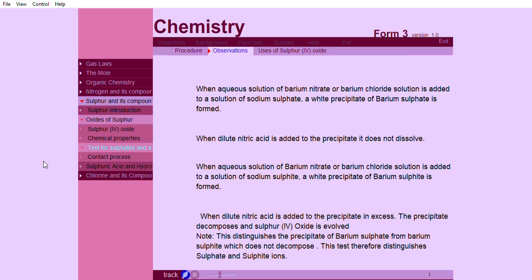When aqueous solution of barium nitrate or barium chloride solution is added to a solution of sodium sulfite, a white precipitate of barium sulfite is formed. When dilute nitric acid is added to the precipitate in excess, the precipitate dissolves and sulfur(IV) oxide is evolved. Note that this distinguishes the precipitate of barium sulfite, which dissolves, from barium sulfate, which does not dissolve. This test therefore distinguishes sulfate and sulfite ions.